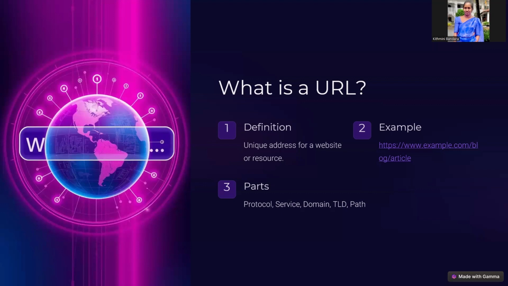Then the protocol is the road, the domain name is the city, and the path is the exact house you are looking for. Think of it like that.